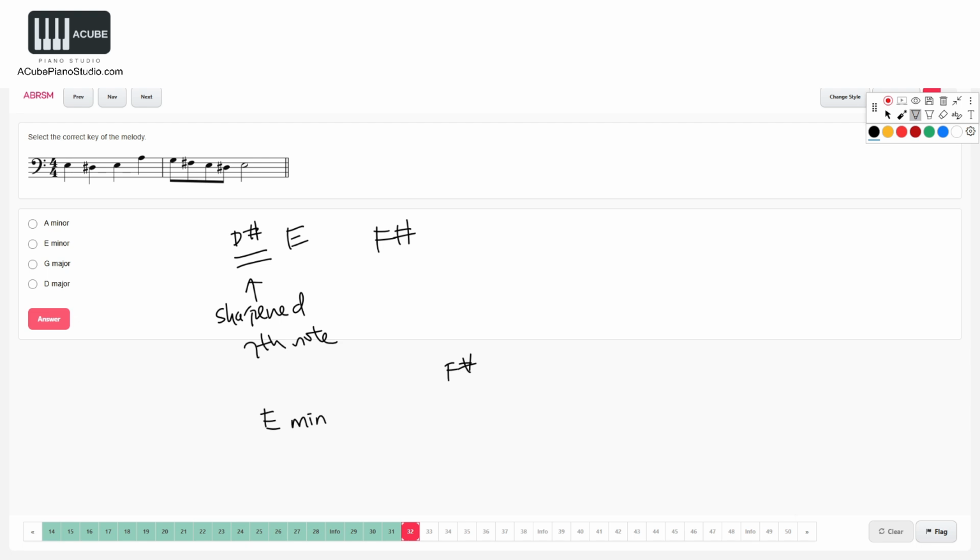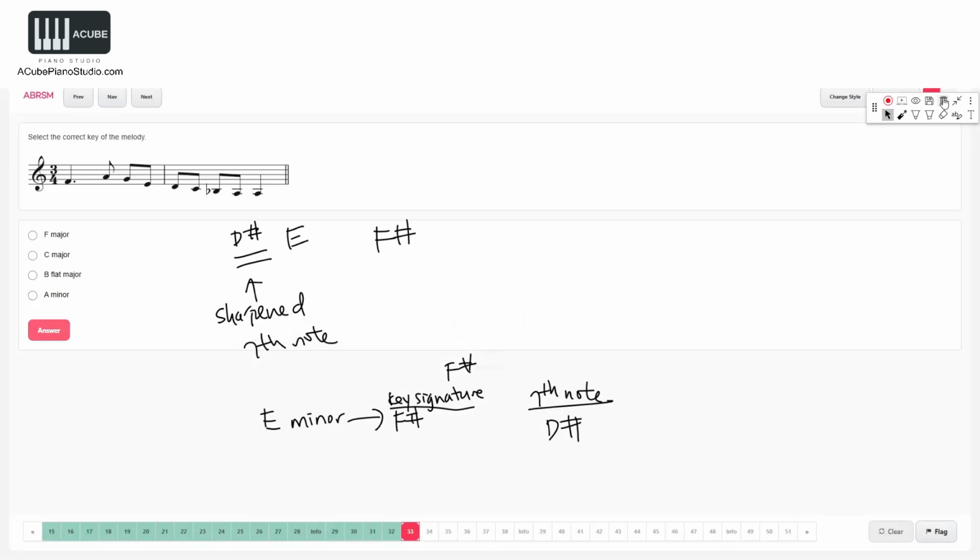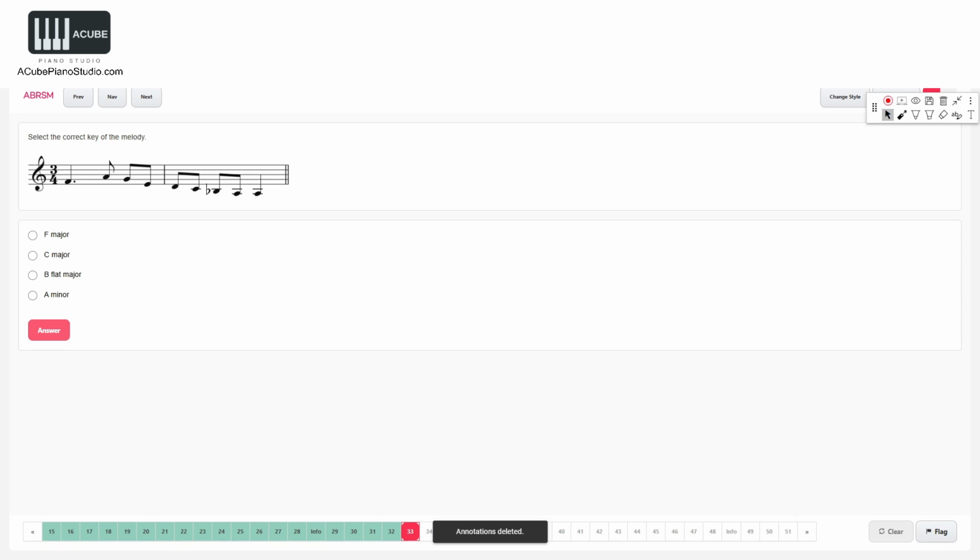So let's take a look at our key signature chart. We know that E minor has F sharp in the key signature. And also we know that the 7th note of E minor is D, and so we will sharpen it. So because there's both F sharp and D sharp here, this key should be E minor. Okay, moving on to the next question.